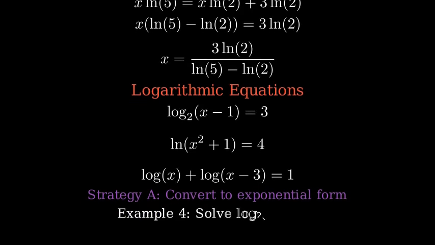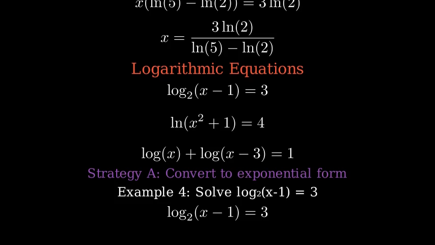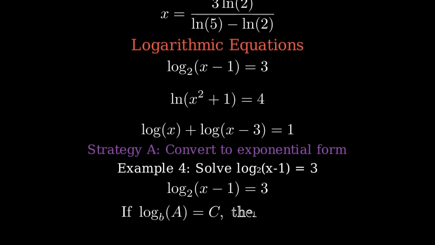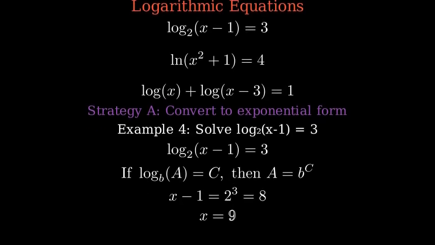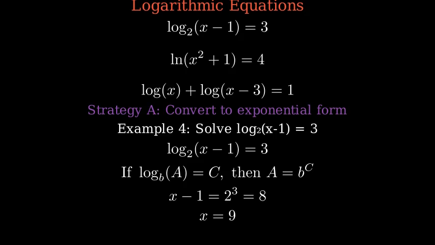Let's see this with example 4. Log base 2 of (x minus 1) equals 3. Remember the fundamental relationship between logarithms and exponents. If log base b of a equals c, then a equals b to the power of c. Applying this to our equation, we convert: x minus 1 equals 2 to the power of 3, which is 8. So x equals 9. Simple and elegant.